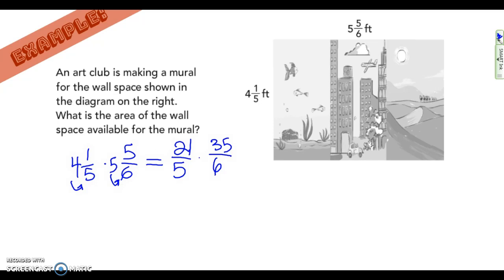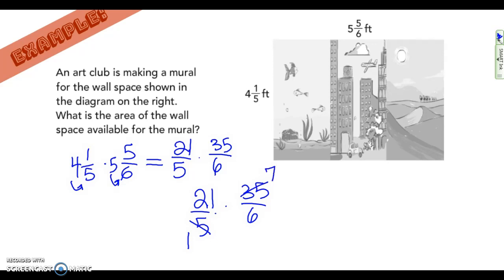Okay, so we talked about solving the problem 21 over 5 times 35 over 6. And the last unit we talked about simplifying before we solve it, and sometimes you can simplify after we solve it. I like to simplify first. So the first thing that stands out to me is the 5 and the 35. I see that 5 can go into itself 1 time, and 5 can go into 35 7 times.